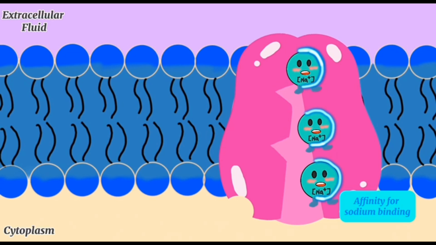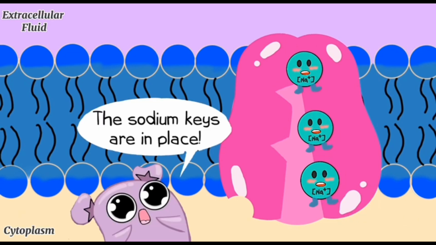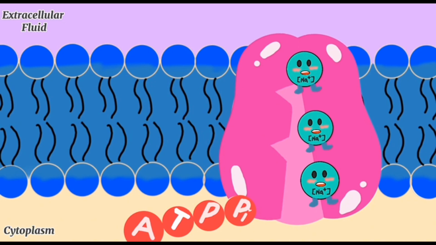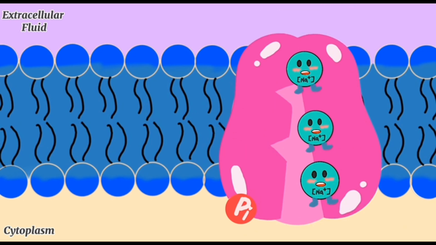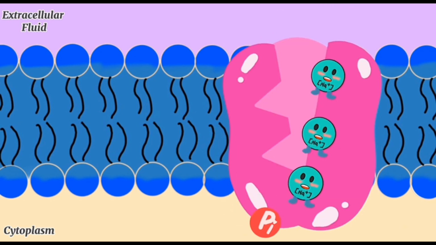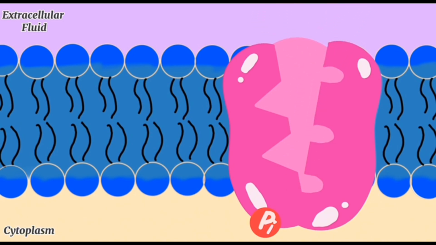The affinity for sodium ions is high when the protein has this conformation. Phosphorylation is the transfer of the terminal phosphate group from ATP to the protein pump. Sodium ion binding stimulates phosphorylation of the protein. Phosphorylation causes the protein pump to change its conformation. Therefore, 3 sodium ions are released outside.